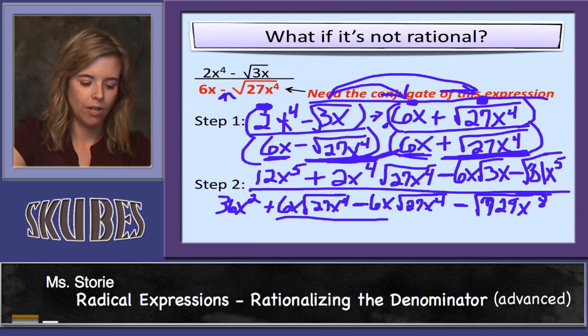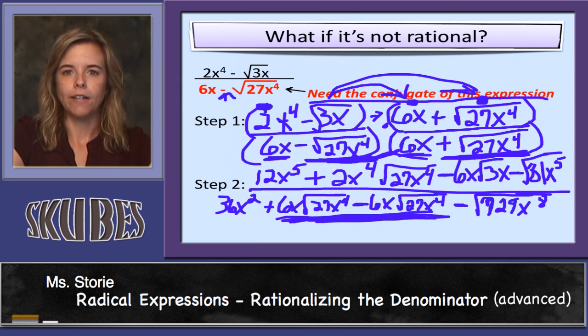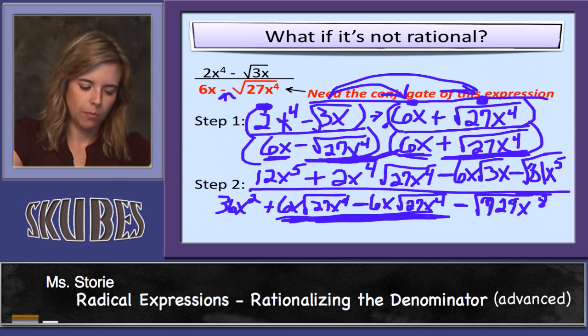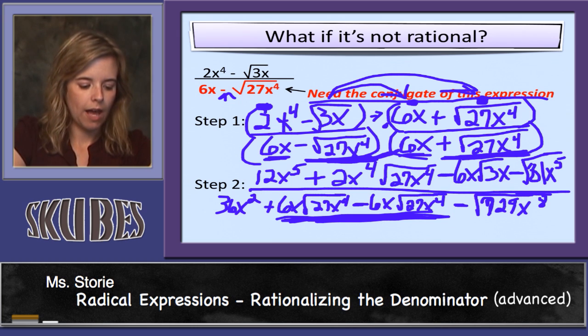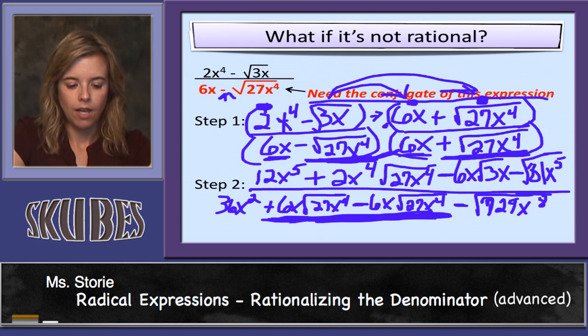Now, if you'll notice, right here, the middle terms on the bottom are exactly the same, except one's a positive and one's a negative. So what happens when you have something that's positive and something that's negative and they're the same? They're going to cancel each other out. That's the whole purpose of doing this, to get rid of some of the radicals here.